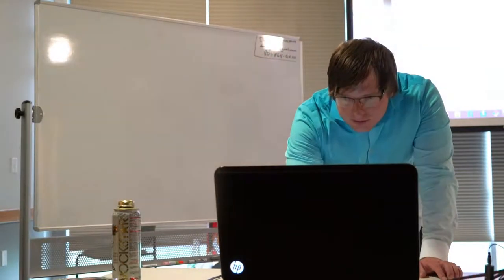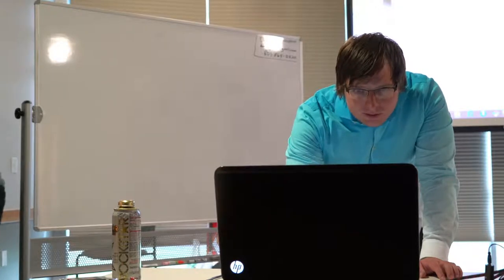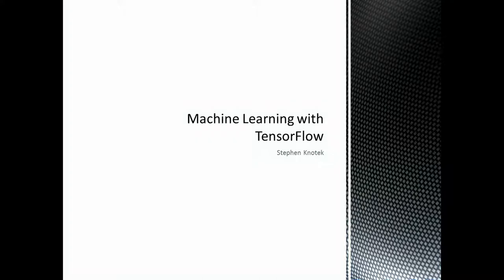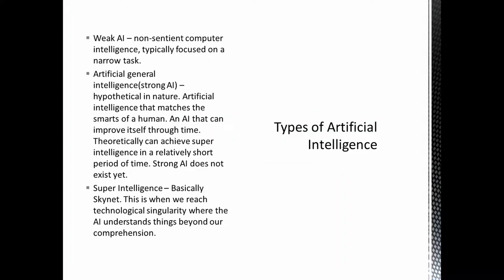So I did a little presentation, because I don't know where everyone is on artificial intelligence and so forth. There are three types of artificial intelligence. Two, according to some people. You've got the weak AI, which is basically where we are right now. It's where the computer itself can only focus on one single task.